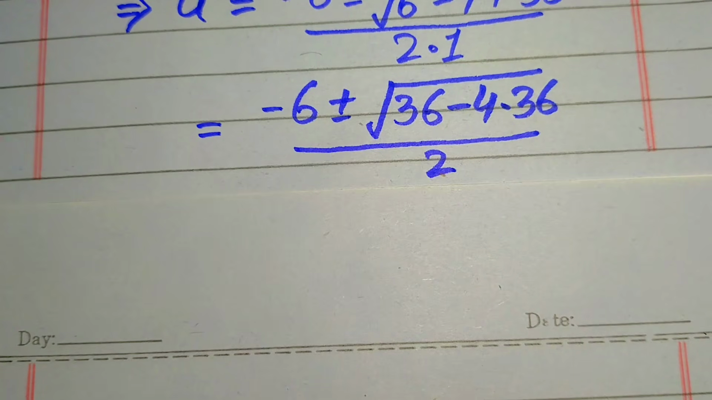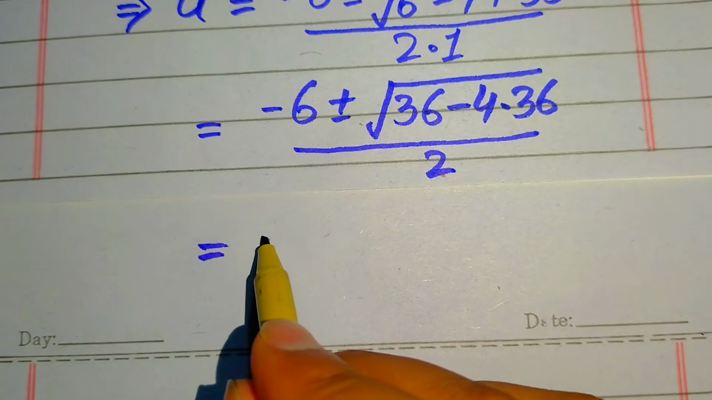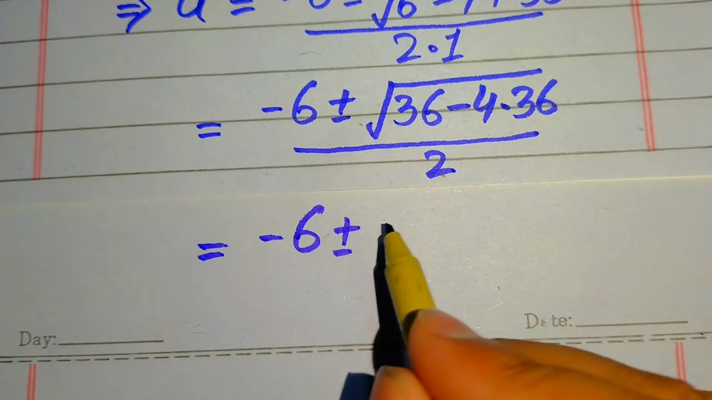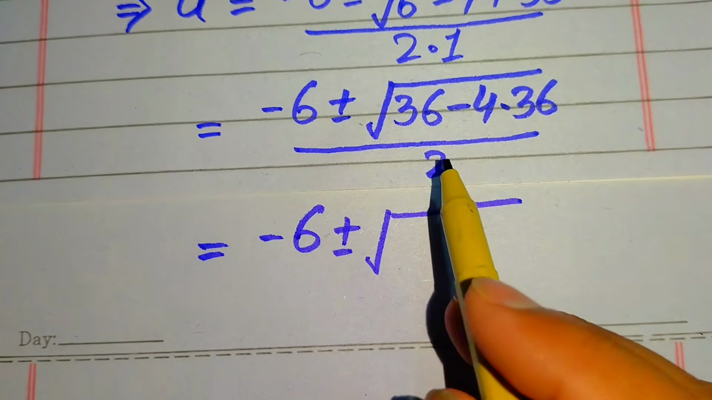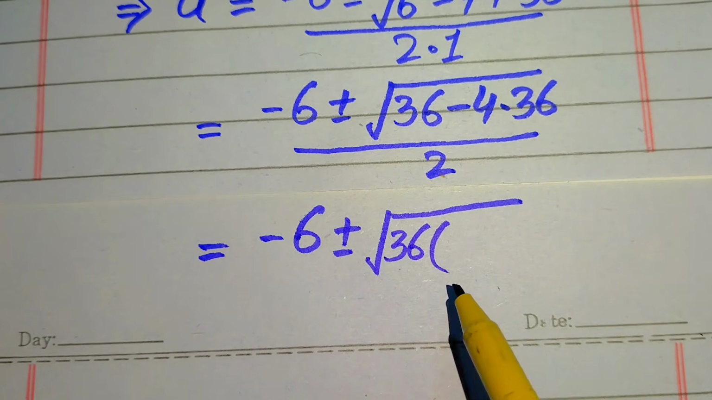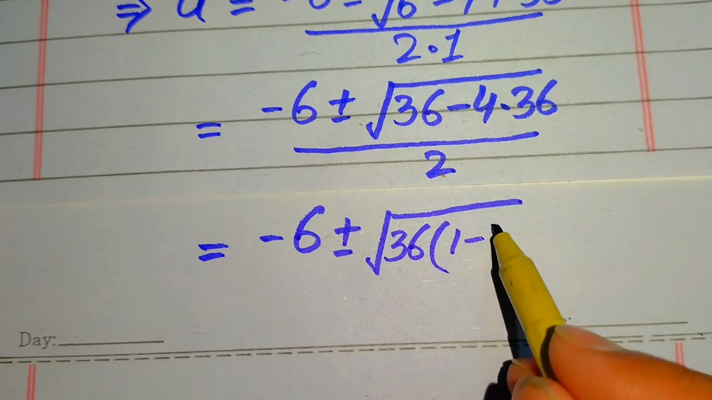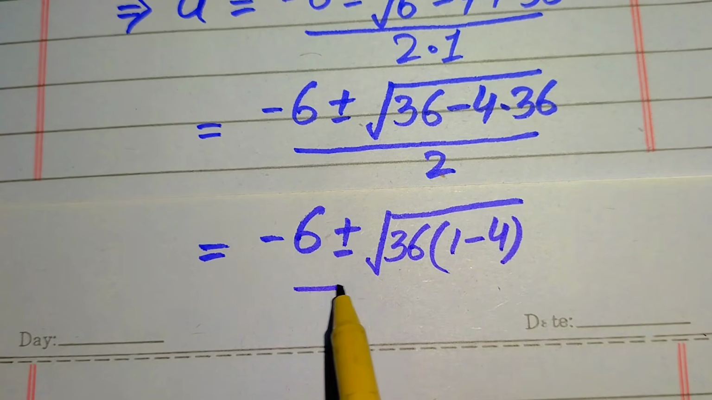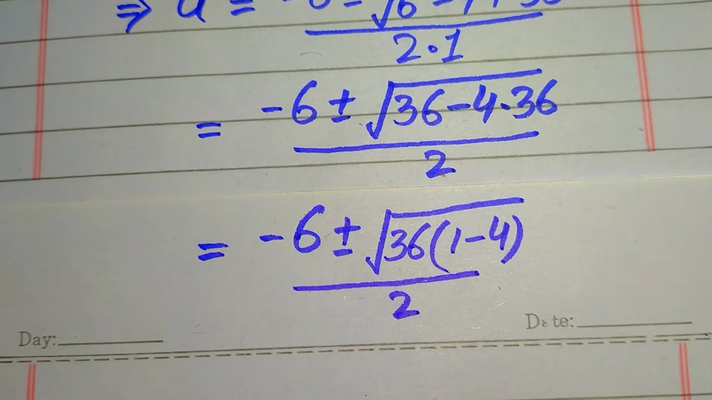So further in the next step we need more simplifications here, and we get minus 6 plus minus square root of, here we take 36 common, and when we take 36 common we get the remaining values 1 minus 4, and it is divided by 2.